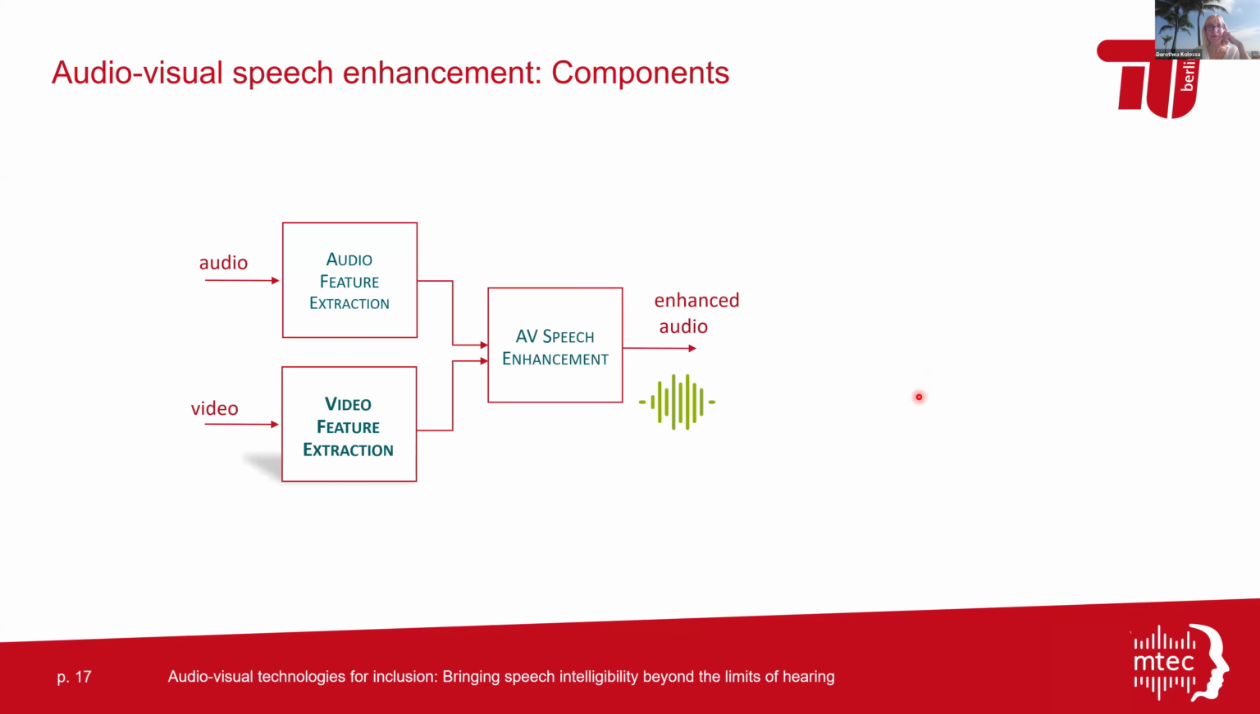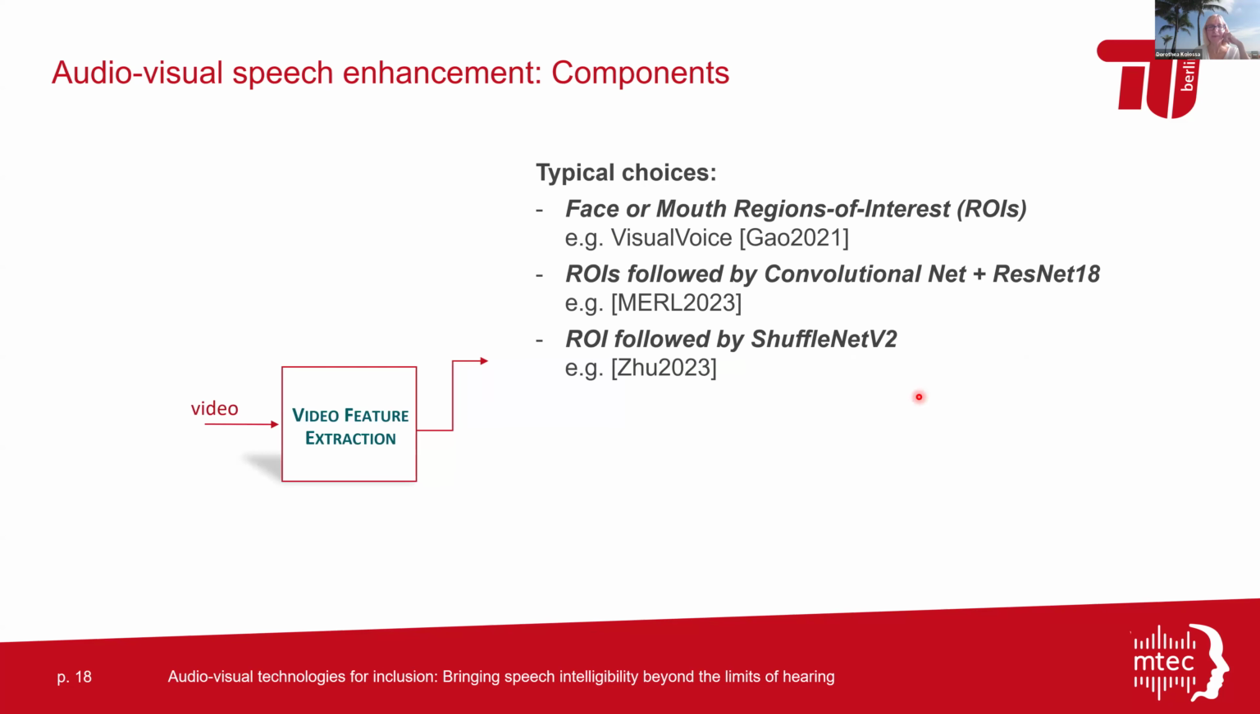Secondly, for the video feature extraction, typical first steps are really that you extract the facial regions of interest. So you want to focus on the face and especially on the mouth region. And once you do have those regions of interest for the speakers you're hoping to enhance, you typically see convolutional networks in different architectures. But there's also, again, work on just using embeddings rather than convolutional architectures.